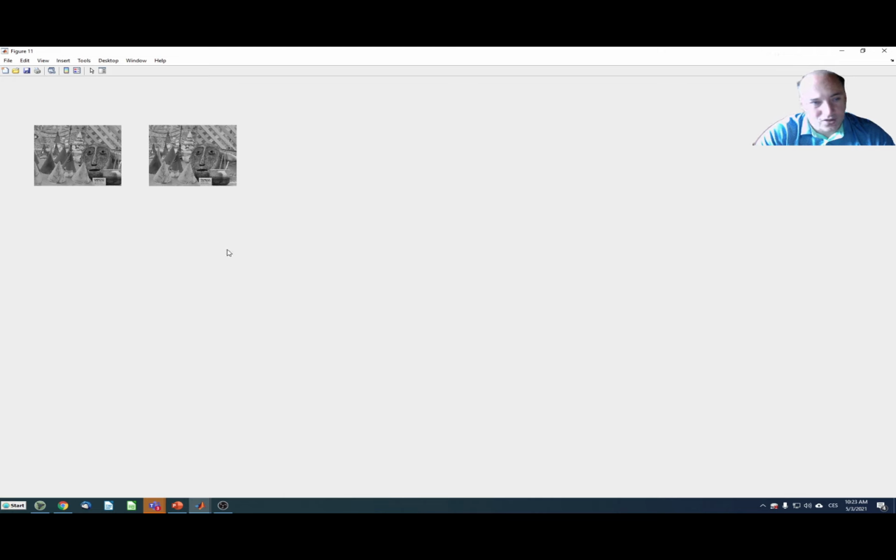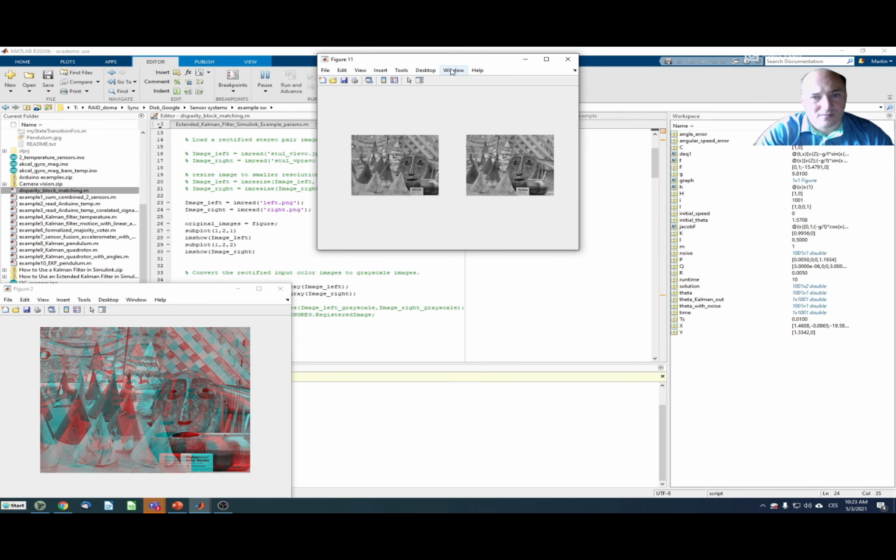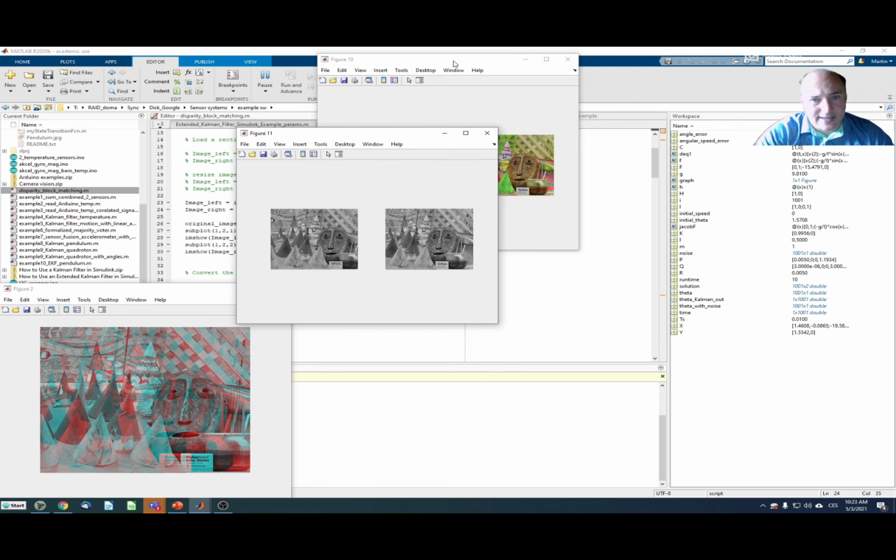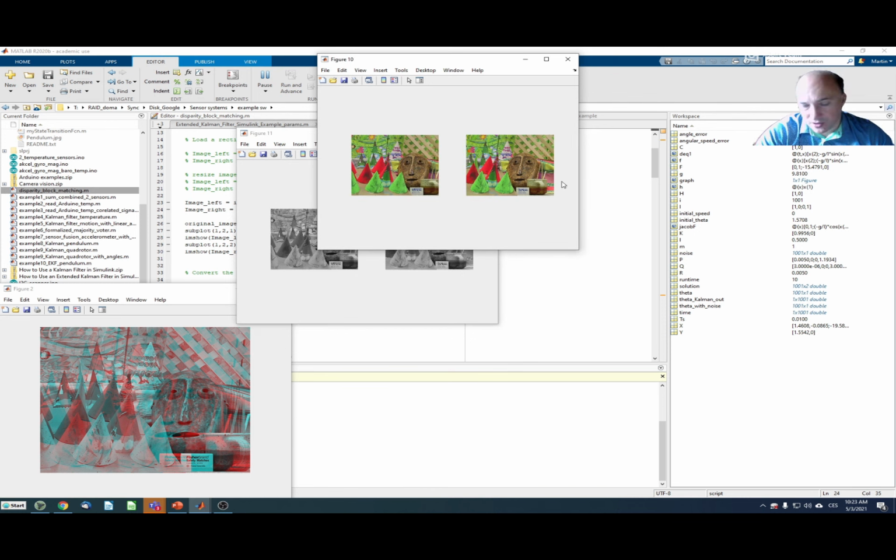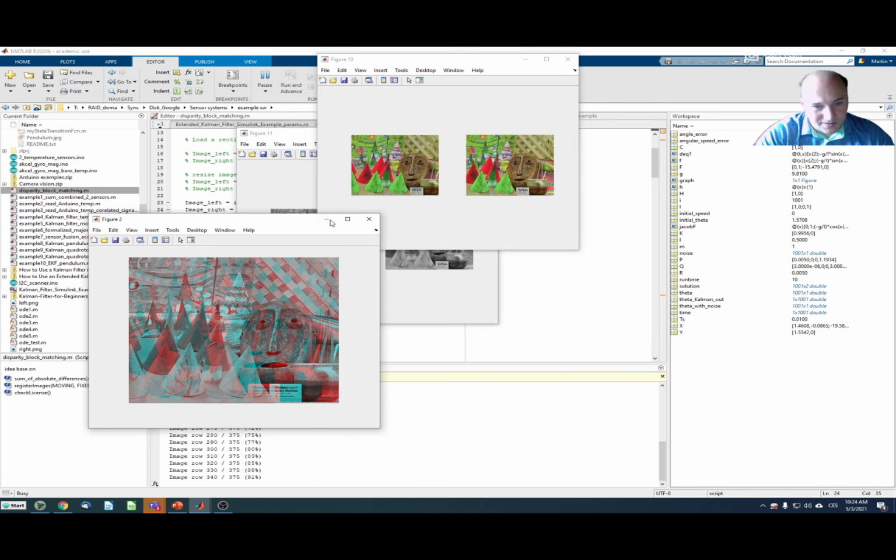So here are the two pictures, the black and white version, left and right picture. I don't know how this could be magnified, so maybe this is better. This is the original image that I have loaded from the file, so left picture and right picture. And here is a little bonus.